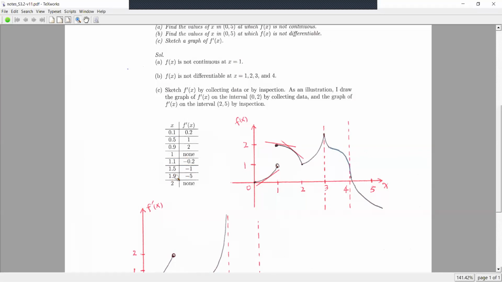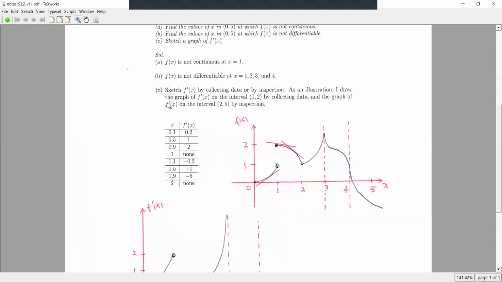At x is 1.9, close to 2. At 1.9, draw a tangent line. This tangent line is quite steep, but the slope is negative. My guess about the slope is, say, -5. So the derivative at 1.9 is about -5. Now 2. At 2, the curve has a corner, no tangent line there, no derivative there. So the derivative at 2 is undefined, no value.